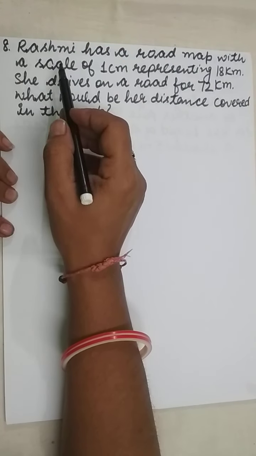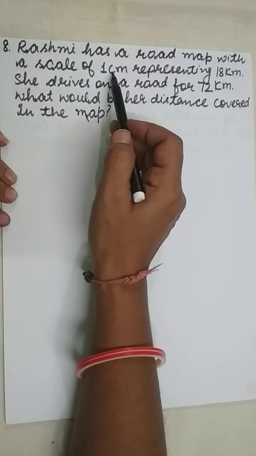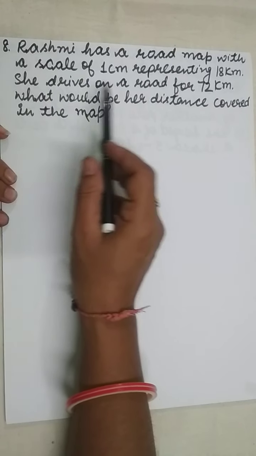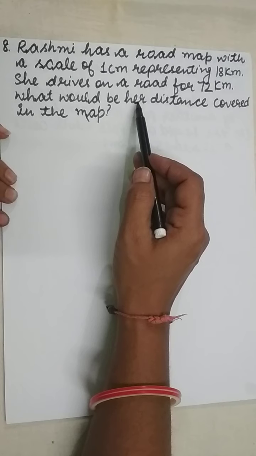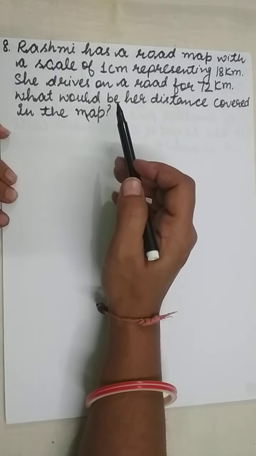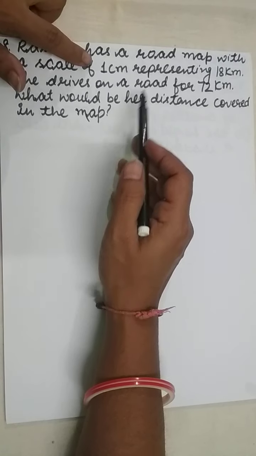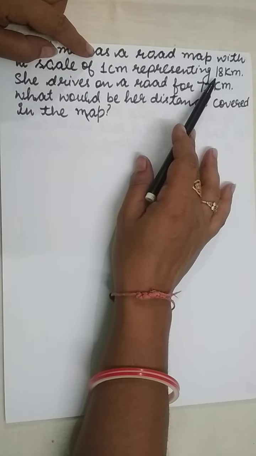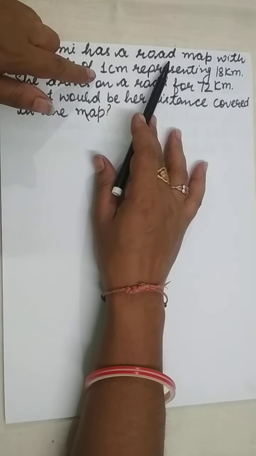Next is question number 8. Rashmi has a road map with the scale of 1 centimeter representing 18 kilometer. She drives on a road for 72 kilometers. What would be her distance covered in the map? Now there is a distance on map and on road. 18 kilometer distance on road is represented by 1 centimeter on the map.